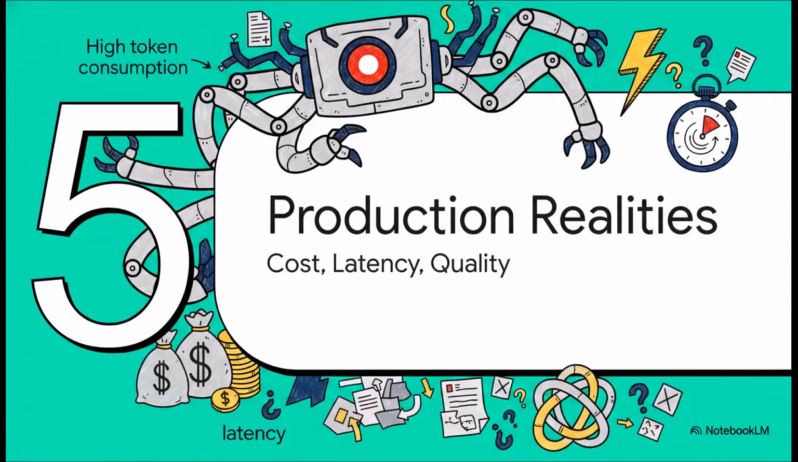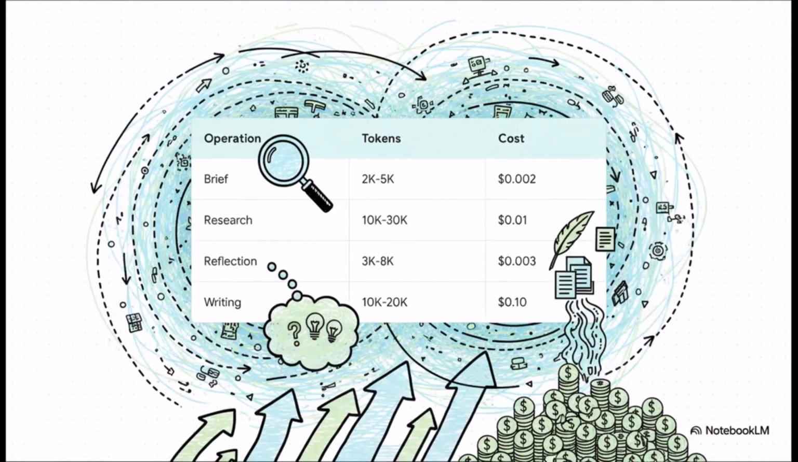Finally, Part 5, Surviving Production Realities. Let's talk about the boss fight of deploying these: cost, latency, and quality control. Deep research is insanely token-intensive. Just writing the final report alone can eat up 10 to 20,000 tokens. When you add up brief generation, sub-agent research, multiple rounds of reflection, and the final writing step, a single complex task can burn through up to 200,000 tokens.